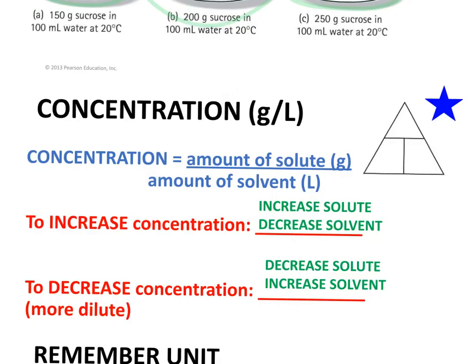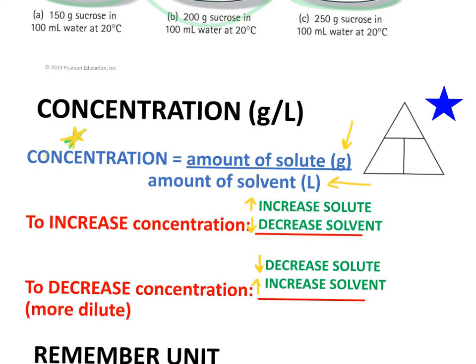The next thing you need to know is the concentration equation. This is extremely important that you have it down. If you do not know how to do the calculations with this, it will be a struggle on your test. Concentration is always the amount of solute in grams over the amount of solvent in liters. If I wanted to increase my concentration, I would increase my solute, decrease my solvent. If I wanted to decrease my concentration, I would decrease my solute and increase my solvent.